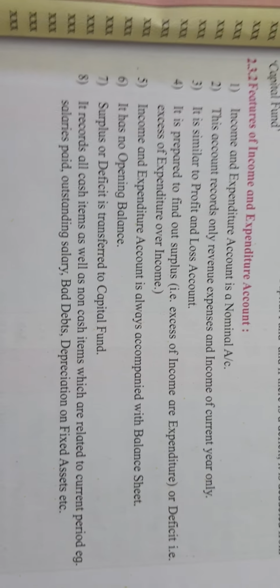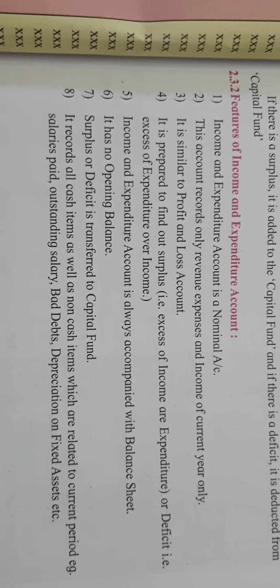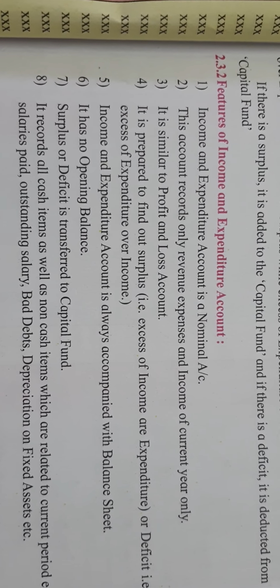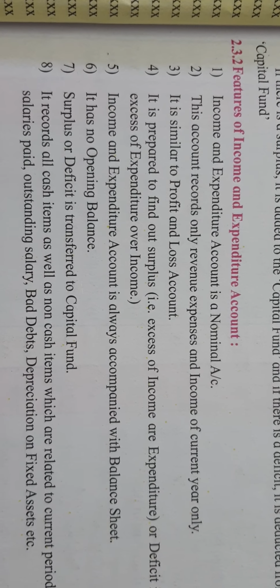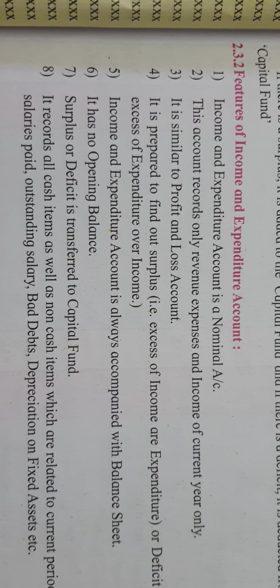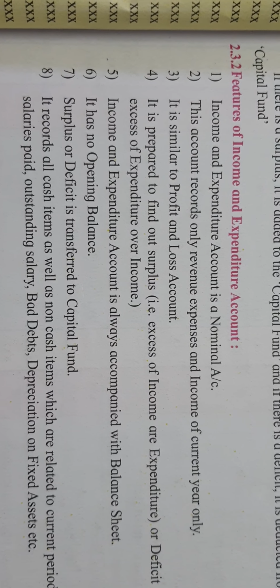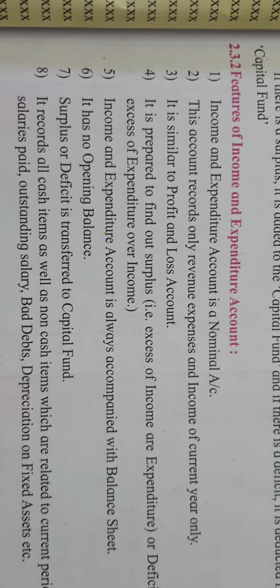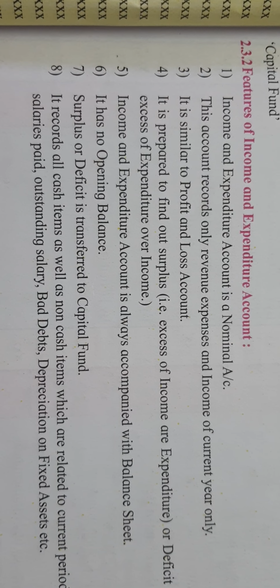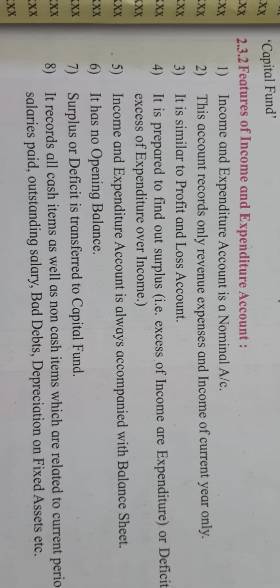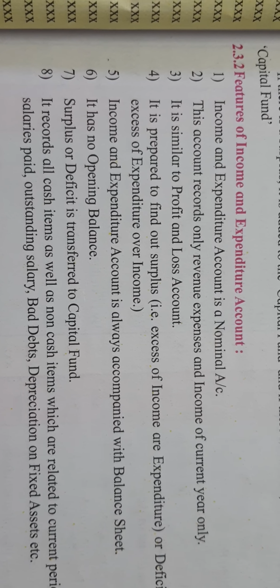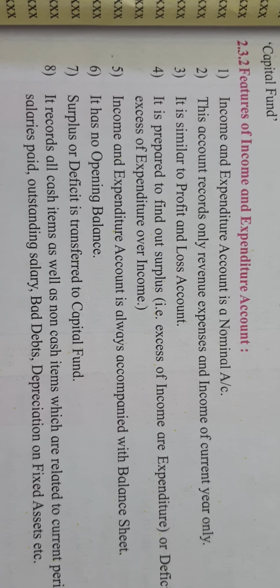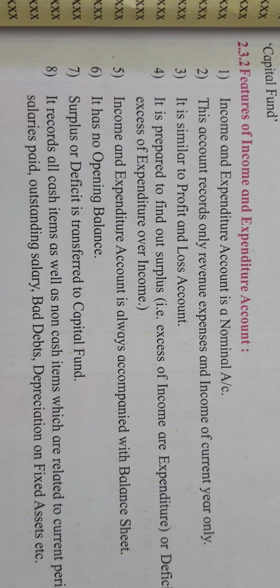Now students, before we go to the format of the income and expenditure account, we will move on to the features. As it is a nominal account, the second feature is that it will record only revenue, expenses and incomes for that current year only. It looks like a profit and loss account, and it is prepared to find out the surplus or the deficit. And this income and expenditure account is always accompanied by a balance sheet.